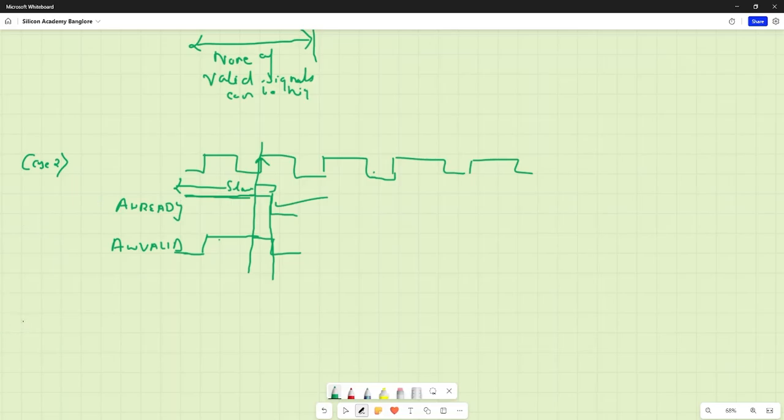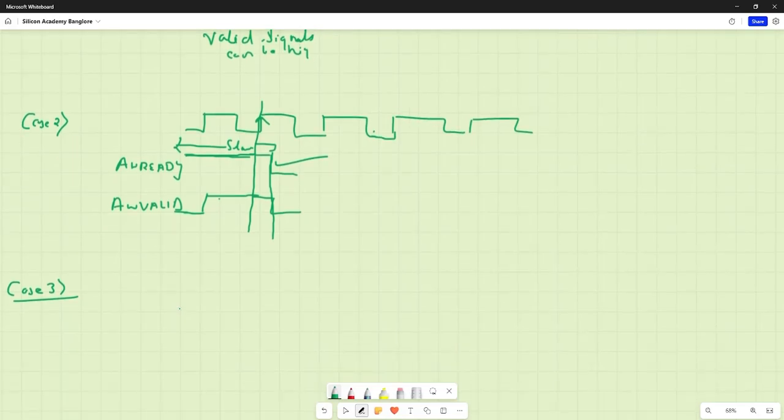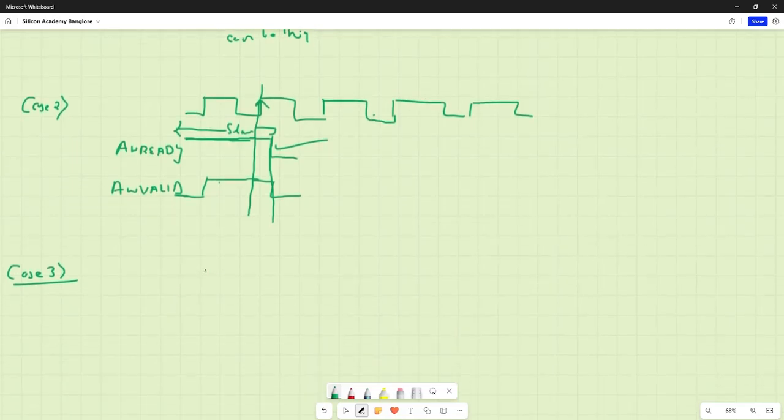There could be a third case as well, wherein the synchronization for the valid and ready happened at a single clock edge, or a single clock cycle, and nobody has to wait for each other. So suppose there's a clock.